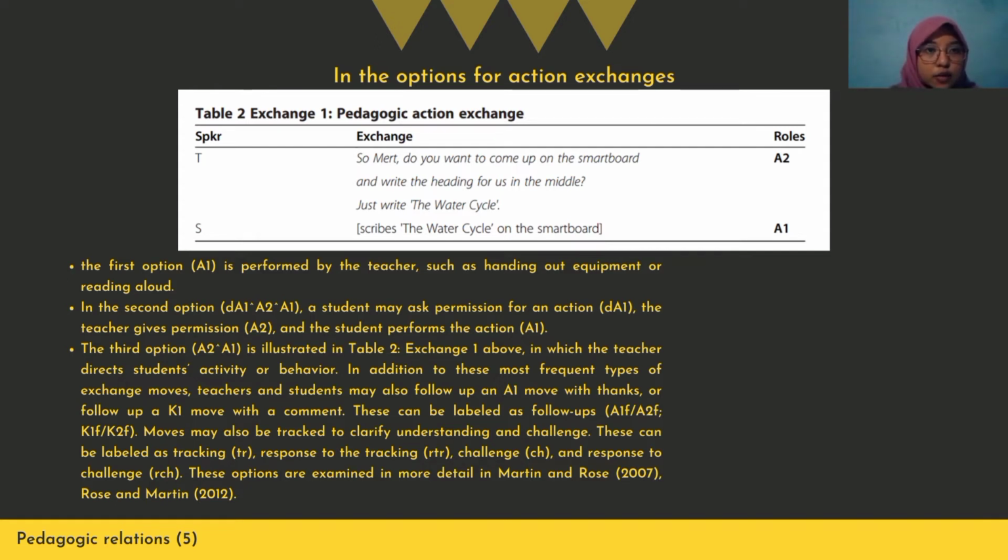In addition to these most frequent types of exchange moves, teacher and students may also follow up an A1 move with thanks or follow up a K1 move with a comment. This can be labeled as follow-ups like A1F or A2F and K1F or K2F. Moves may also be tracked to clarify understanding and challenge. This can be labeled as tracking or TR, and then response to tracking or RTR, and then challenge or CH, and then response to challenge or RCH.